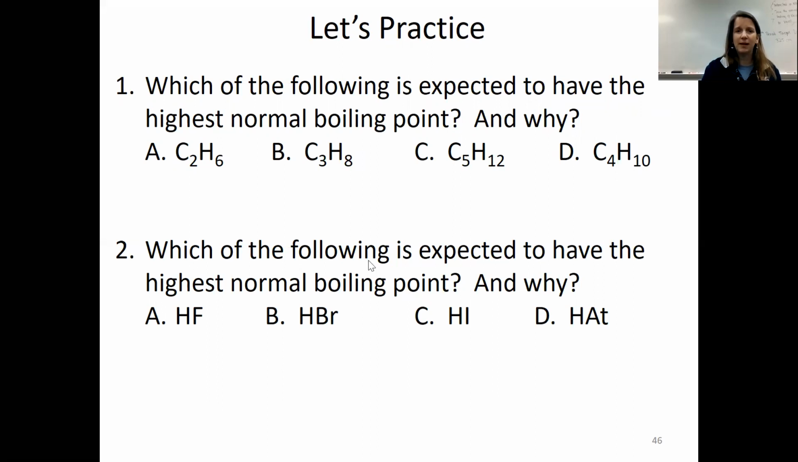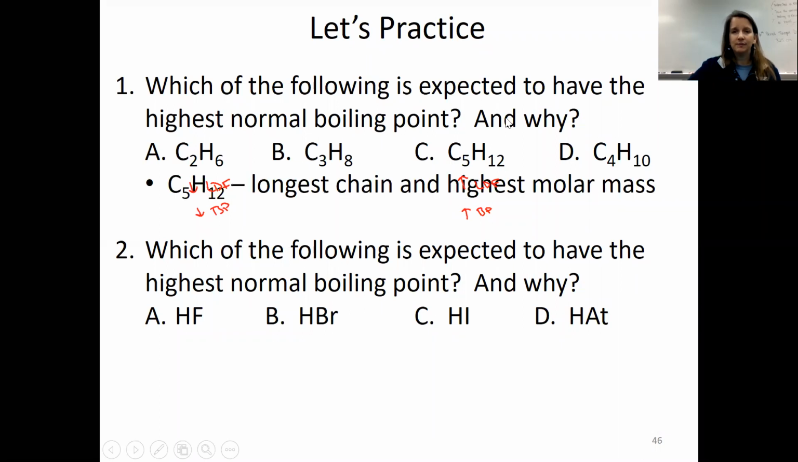So these really compact ones over here, such as the C2H6, I know those are going to have a lower LDF, and that means a lower boiling point. The longer chains have more mass, more electrons, and are more polarizable. It's going to have a stronger LDF, so it would have a higher boiling point. So my answer should be letter C.